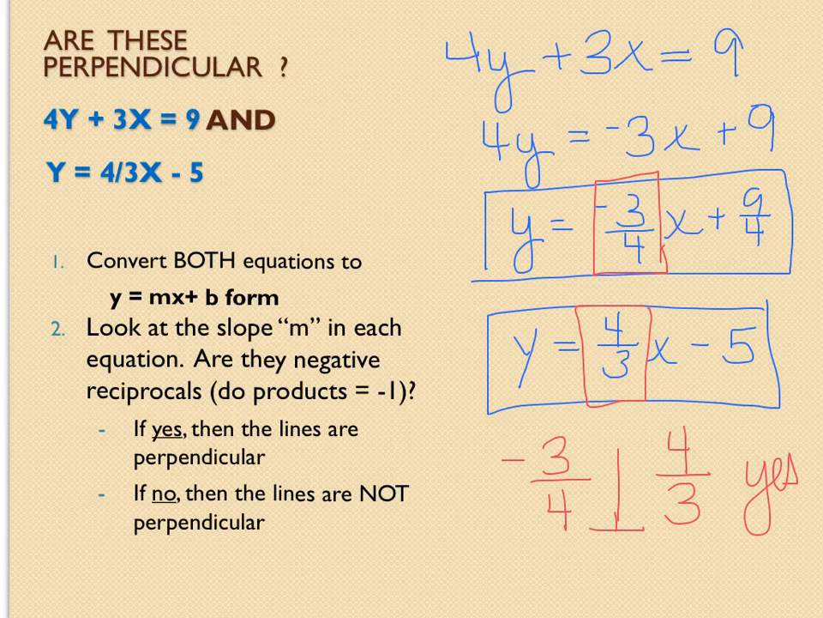So you have learned in this lesson all about parallel lines and that they have the same slope and they'll never touch. And you've learned about perpendicular lines, that their slopes are flipped and they have opposite signs.